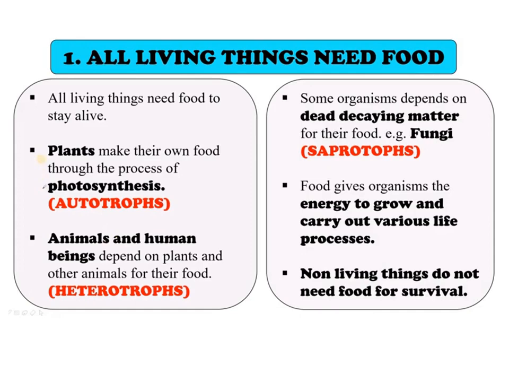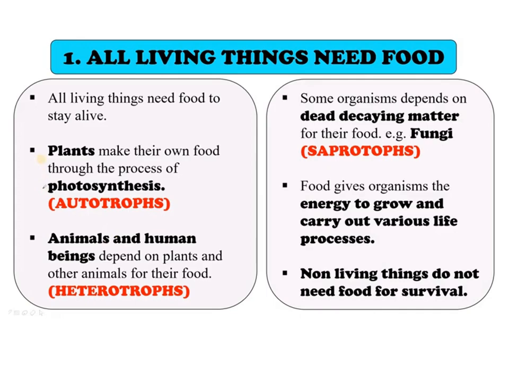Okay, next comes another mode of nutrition, that is saprotrophs. What are saprotrophs? Some organisms depend on dead decaying matter for their food, such as fungi. They are called saprotrophs. Actually, the living organisms which obtain their food or nutrition from dead plants and animals are called saprophytes. And also some other organisms like parasites, the plants and animals that feed on other living bodies, are called parasites.